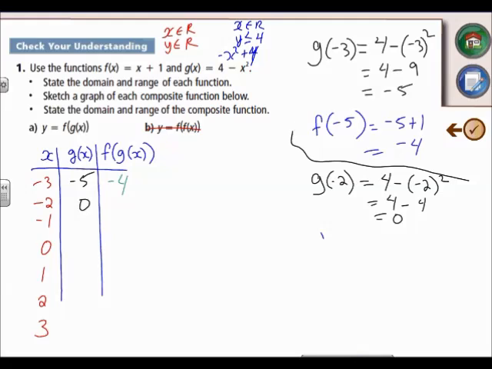Take that and put it into the outside function, which is f. So we take that straight into there and work it through. There we go. 0 plus 1. Look at that. That's 1. That's coming down into there. Keep going all the way through.